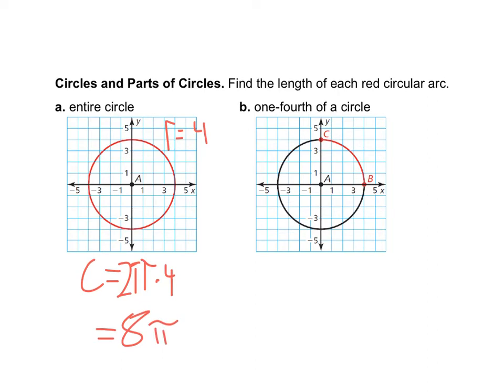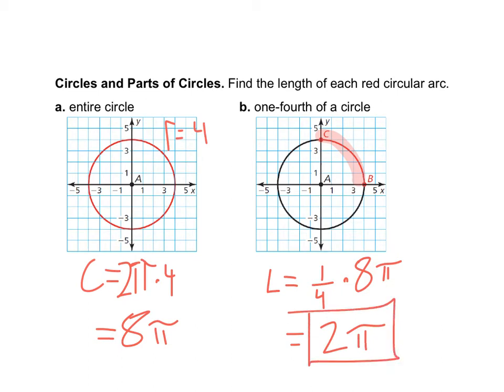Well, what if we've got the same circle, notice it's the same circle, but we just want this red arc. Remember, an arc is a part of a circle. So we just want to find this red arc CB. Okay, how long is that arc? Well, it's a quarter of the circle. How do we find 1/4 of the circle? Well, we can find 1/4 of anything by just multiplying, right? So 1/4 of 8 pi, well, 8 divided by 4 is 2 pi. So this is 2 pi because it's only 1/4 of the circle.